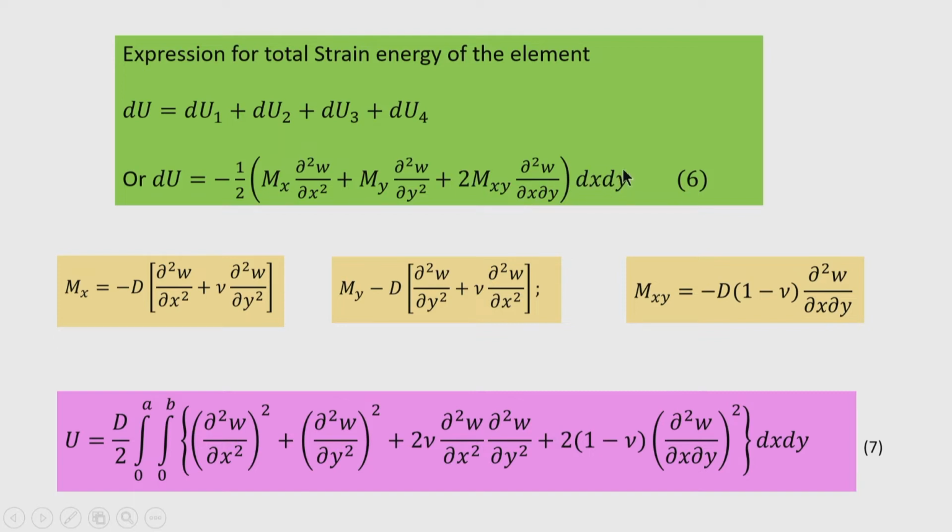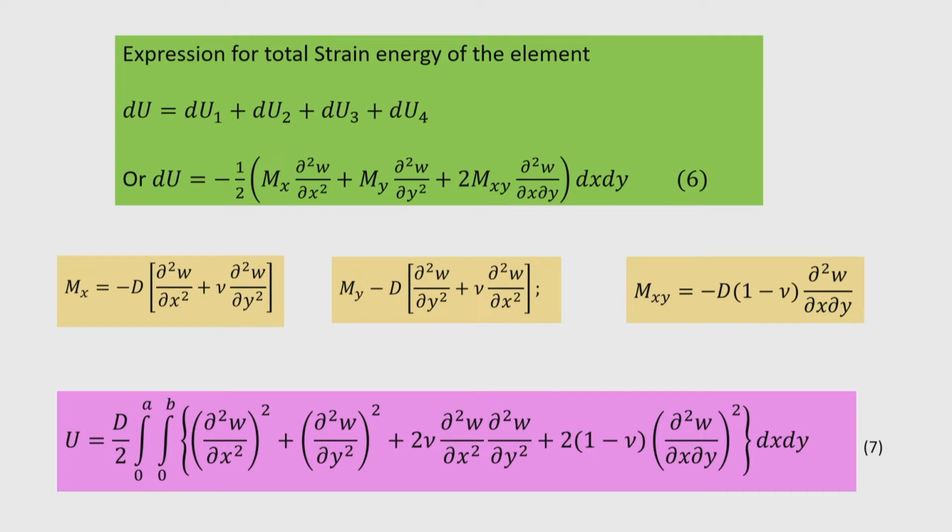So, dx dy represents the area of the elemental length. This quantity is the strain energy density, and when we want to find the total strain energy, we must integrate it over the domain of the plate. Now, let us express the strain energy in terms of deflection.